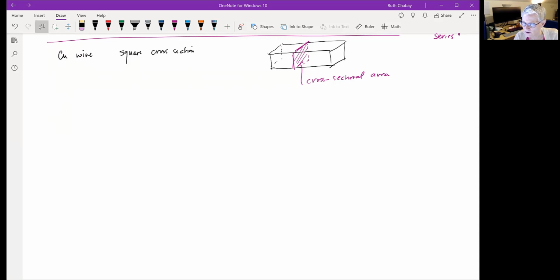Okay, so it's going to be 1 millimeter on a side. So this is going to be 1 millimeter. And it's going to be 2 meters long.